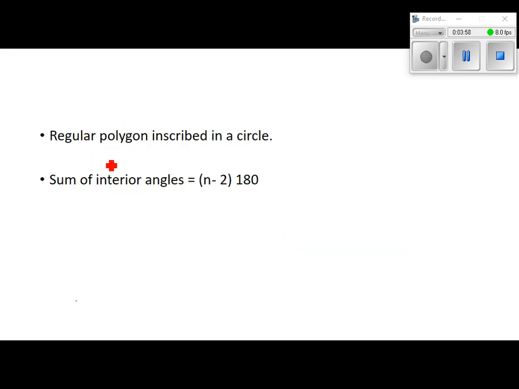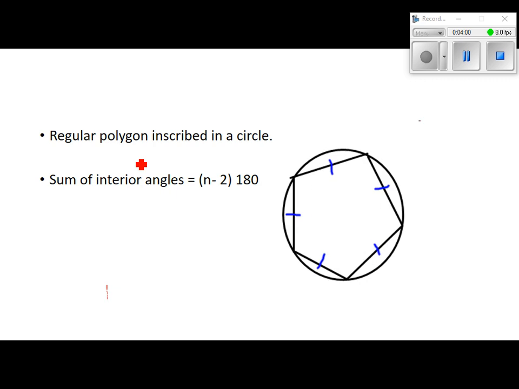A regular polygon inscribed in a circle. You have a regular polygon inscribed in a circle. This time I used a pentagon. It could be anything. Don't forget this formula that we covered a while back. Remember, N stands for the number of sides. But if this polygon's regular, well, each of these is a chord to the circle, and if they're all congruent, then that means all these arcs out here are also congruent.